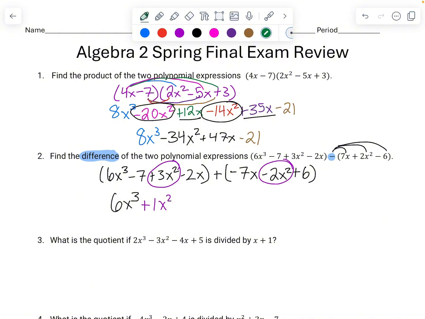Moving on to our normal x terms. I have negative 2x plus a negative 7x, which will give me negative 9x. And then looking at our normal numbers, I have a negative 7 plus a 6, which will give me negative 1. So again, just combining like terms, finding what I can combine with what, and moving on from there.